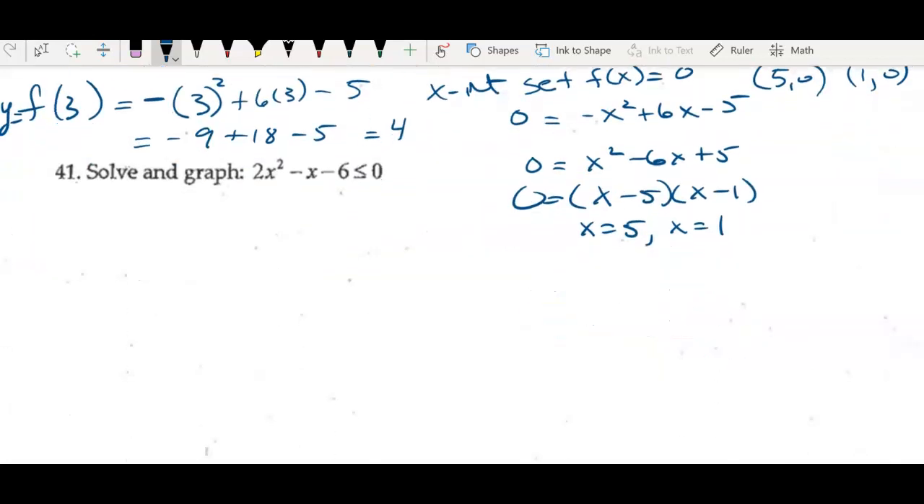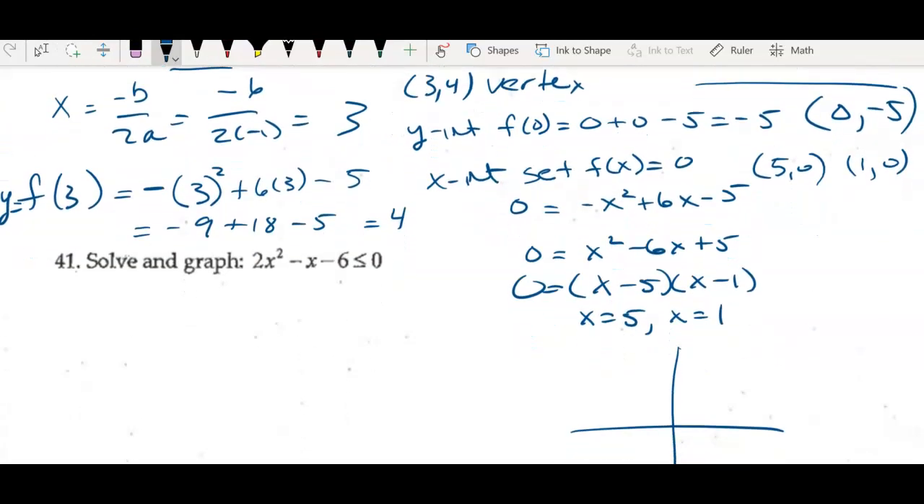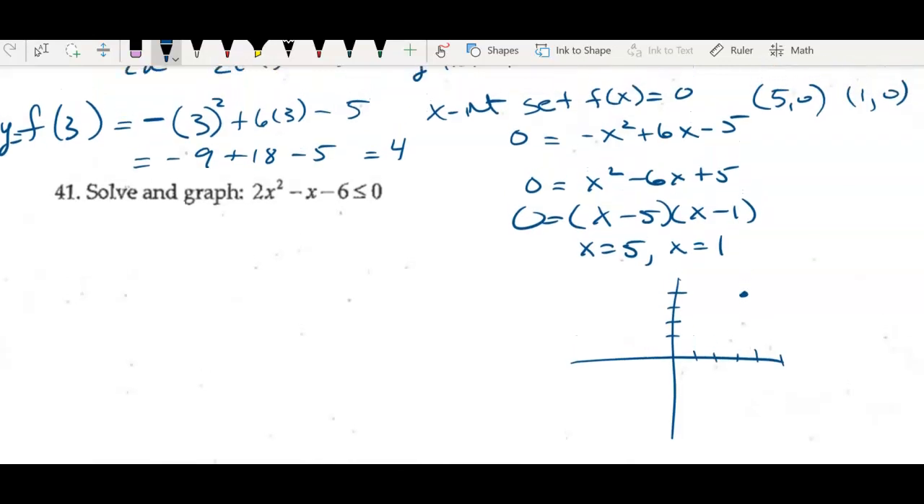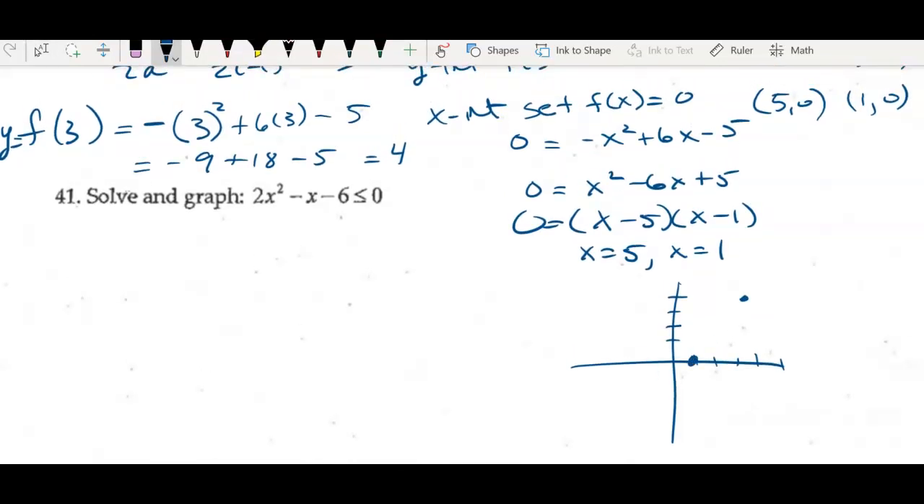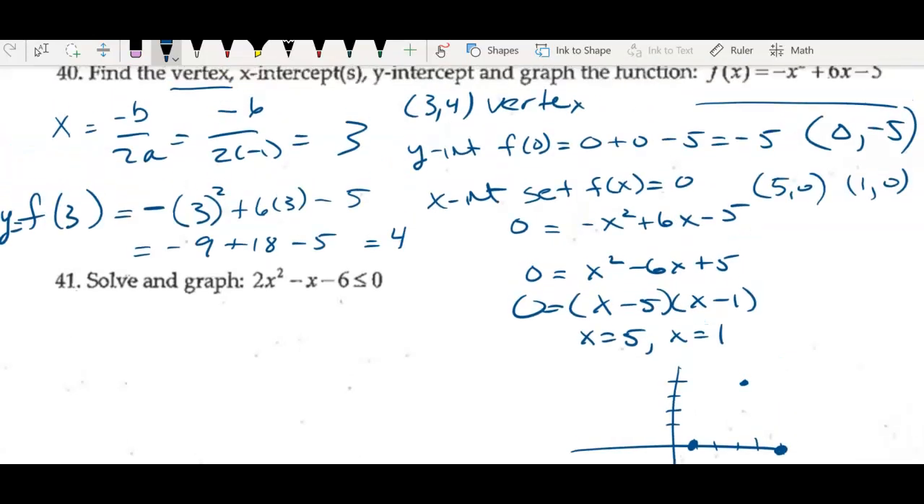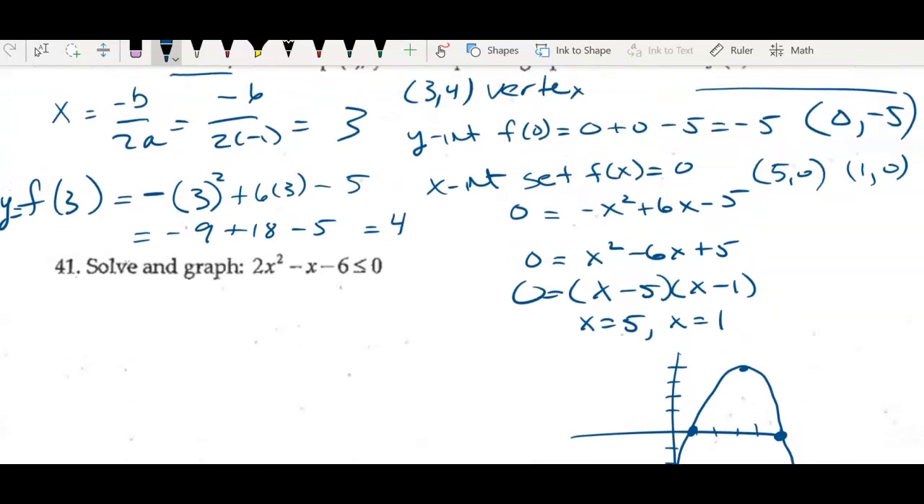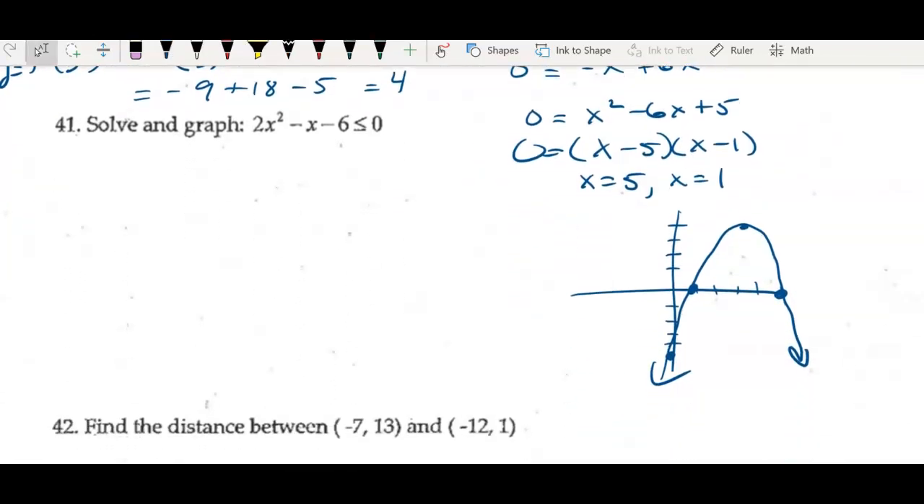All right, I have everything I need now. Remember, my vertex was (3, 4). My x-intercepts were at -1 and 5, and my y-intercept was at (0, -5). 1, 2, 3, 4, 5. There you go. And there is your parabola. There's your quadratic.